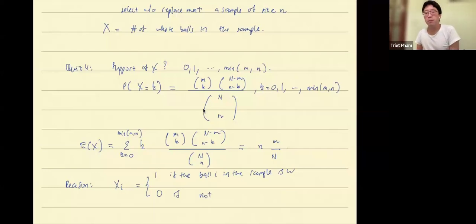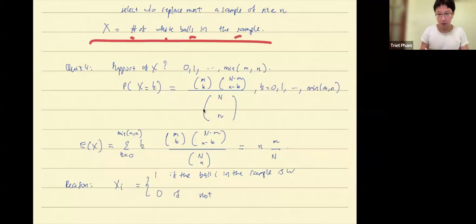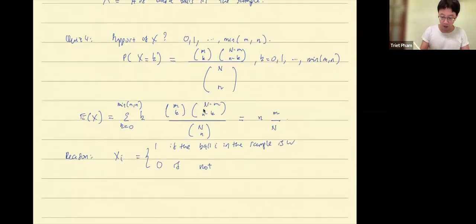Okay. So basically, again, this is the indicator function. You go through the balls in the sample. And if it's white, you count this one, right? And if it's not white, you don't count it. Why? Because the x here, which is the total number of white balls in the sample, will be the sum of the xi.